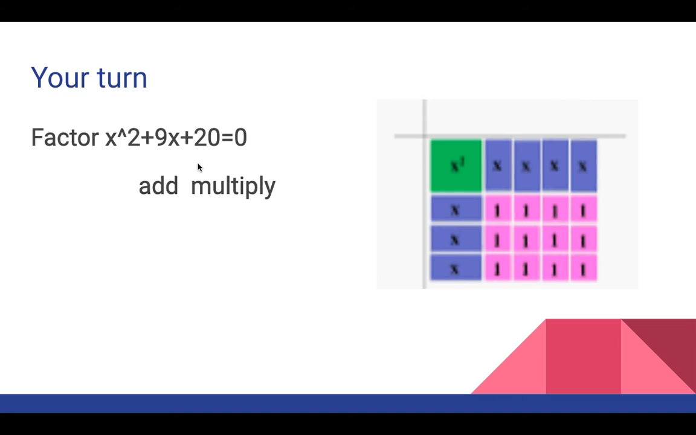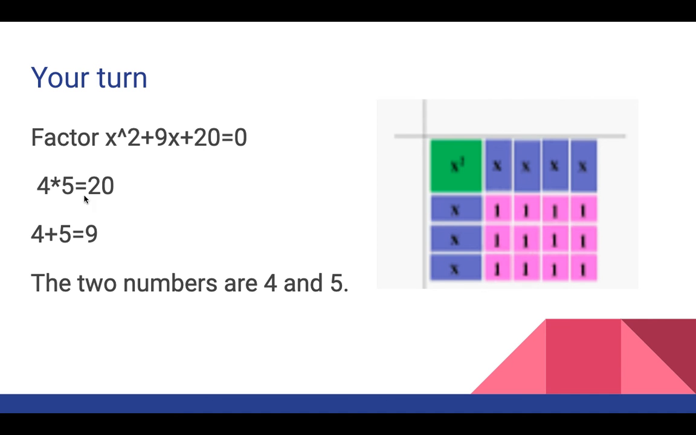Okay, now that you've finished the problem, let's go over the answers. We're looking for two numbers that multiply to the last term but add to that middle term. So two numbers that multiply to 20 but add to 9. I hope you guessed 5 and 4. 5 times 4 multiplies to 20, and 5 plus 4 adds to 9. So the two numbers are 4 and 5.